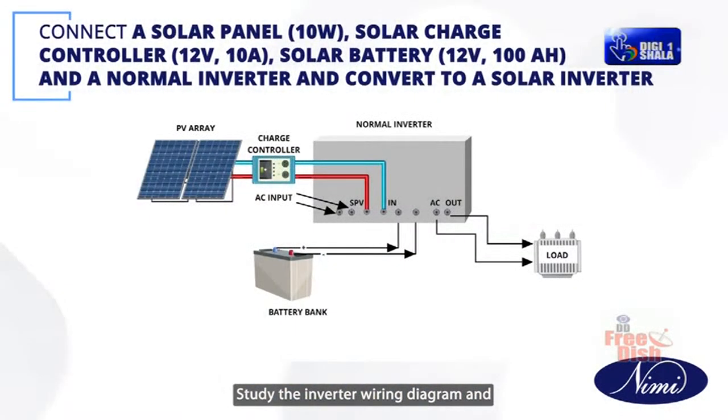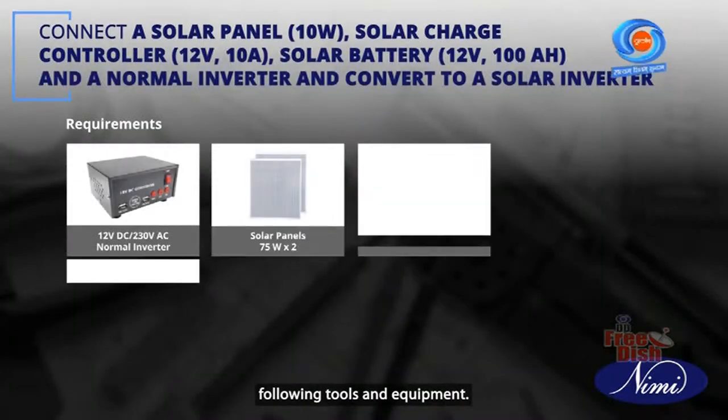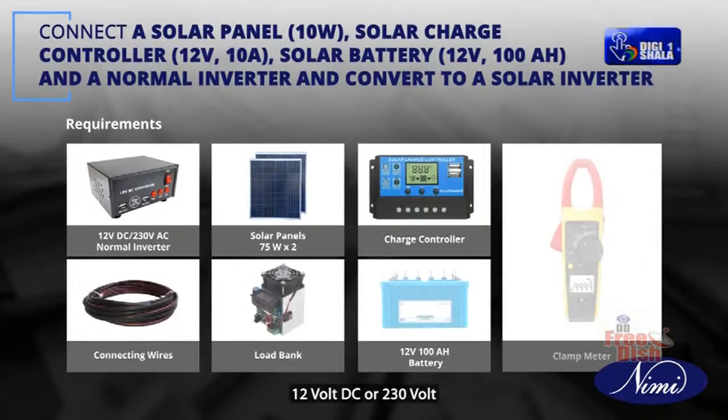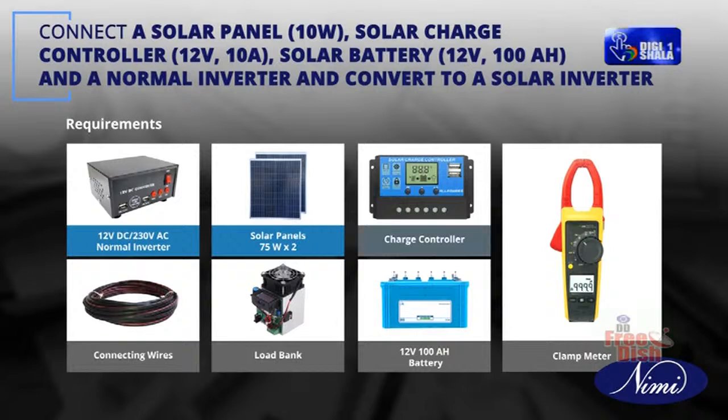Study the inverter wiring diagram and connect the components of the solar inverter. Ensure you have all the following tools and equipment: 12 volt DC or 230 volt AC normal inverter, solar panels 75 watts, 2 numbers, charge controller, connecting wires, load bank, 12 volt 100 ampere hour battery and clamp meter.